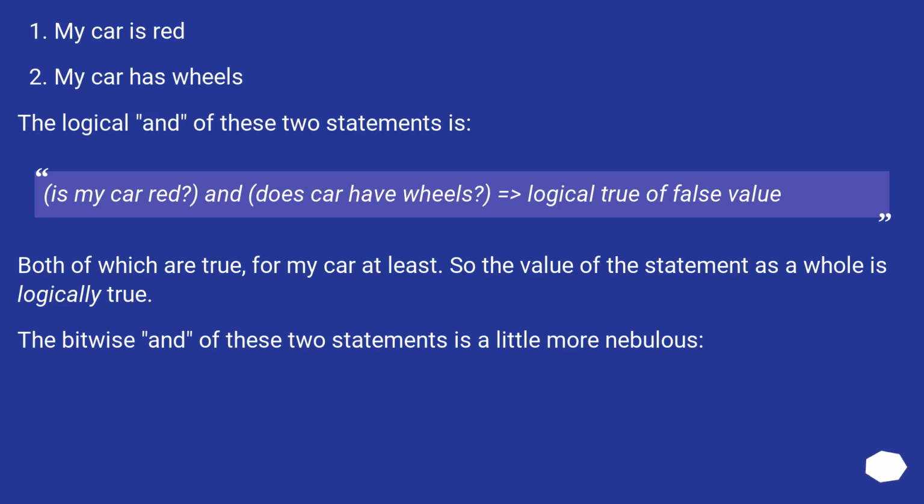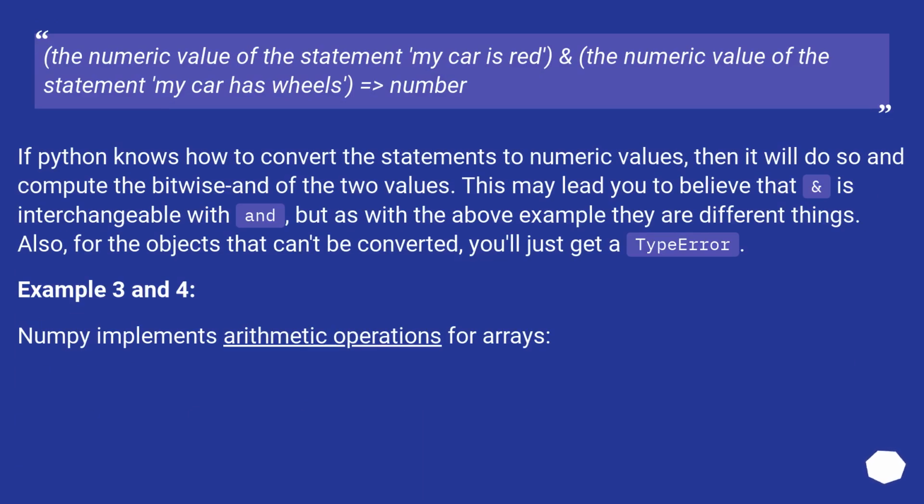The bitwise and of these two statements is a little more nebulous. The numeric value of the statement my car is red, and the numeric value of the statement my car has wheels, equals a number. If Python knows how to convert the statements to numeric values, then it will do so and compute the bitwise and of the two values. This may lead you to believe that & is interchangeable with and, but as with the above example they are different things. Also, for objects that can't be converted, you'll just get a type error.